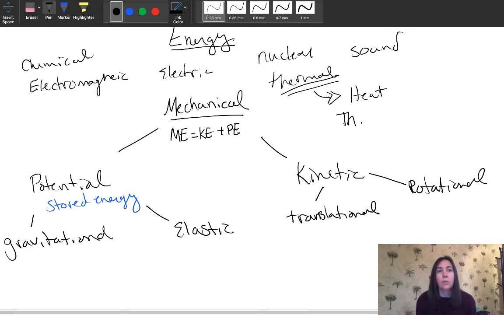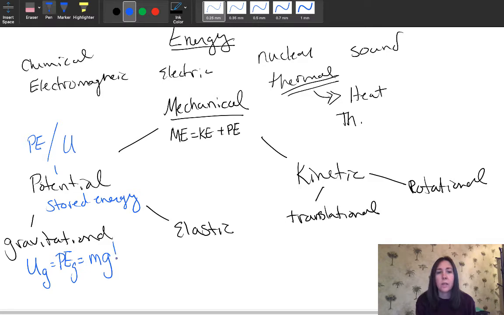Okay, so gravitational potential energy. Sometimes potential energy, we write it as PE. In a lot of the AP stuff, you'll see it as U. So gravitational potential energy, U_G, or you could say PE_G, is the mass of an object times the gravitational field strength times the height. This height oftentimes is not an absolute height, but a change in height from one place to another place.